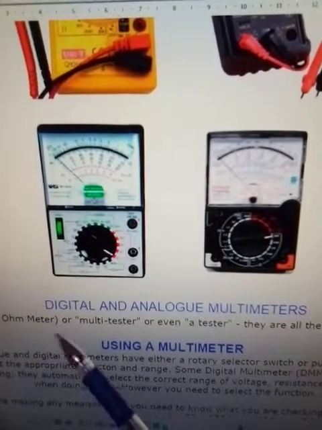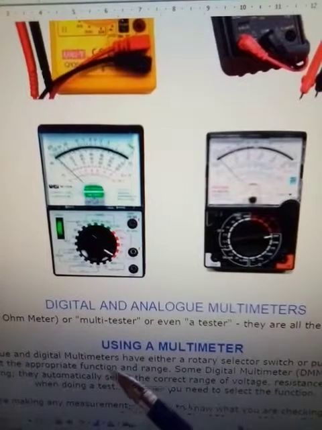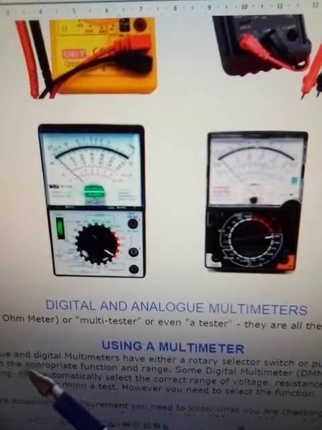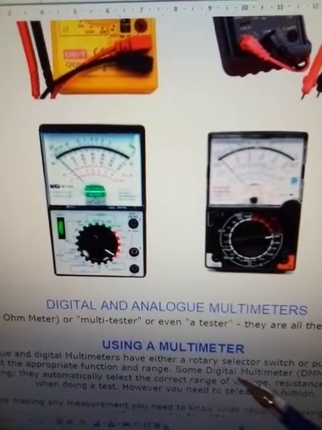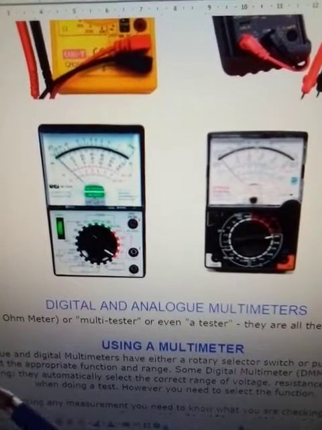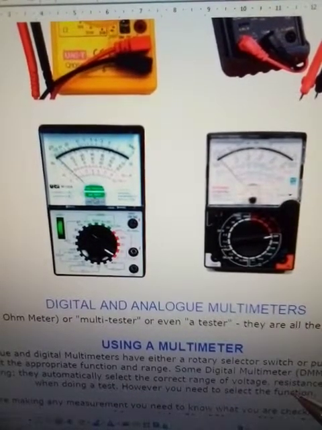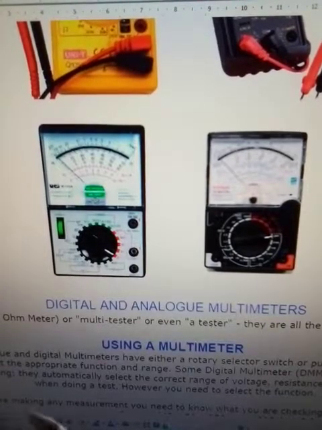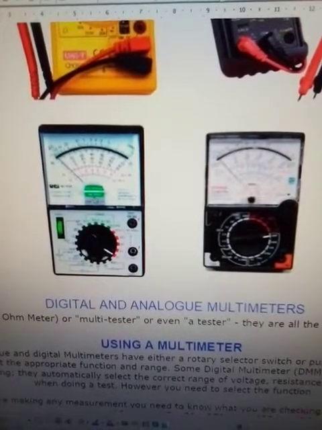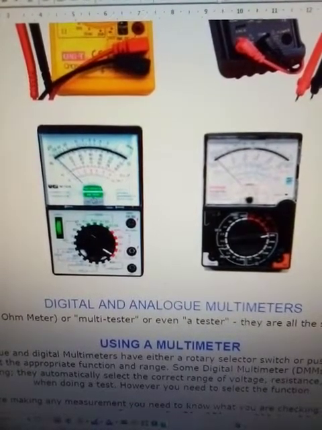Now, digital and analog multimeters, or meter, or multi-tester, or even a tester, they are all the same. Using a multimeter, analog and digital multimeters have either a rotary selector switch or push buttons, I should say, to select the appropriate function and range. Some digital multimeter DMMs are auto ranging. They automatically select the correct range of voltage, resistance, or current. When doing a test, however, you need to select the function.